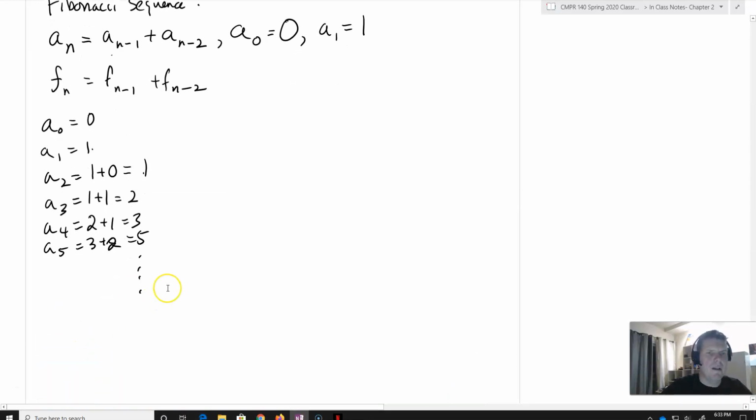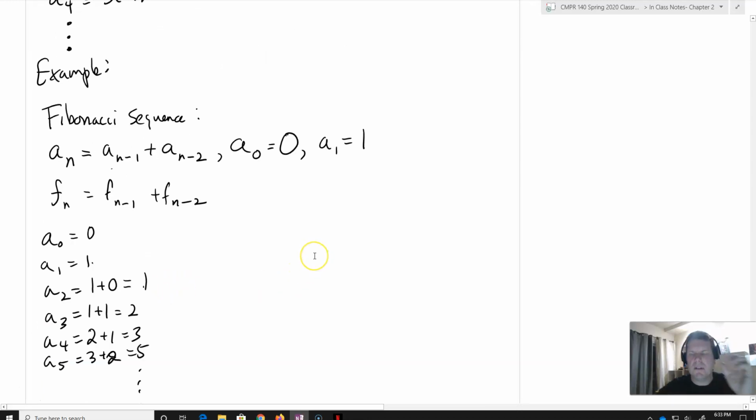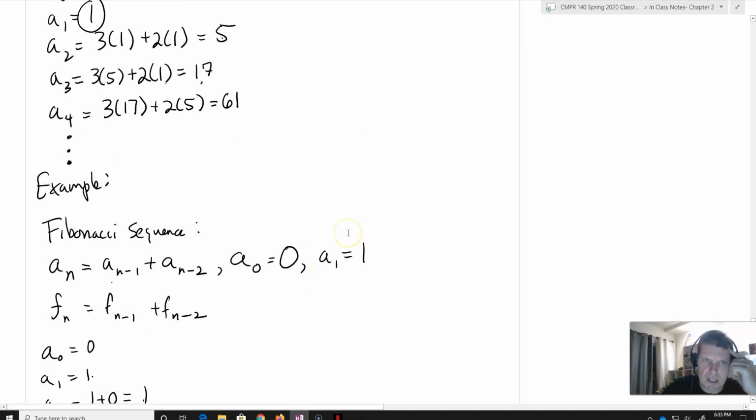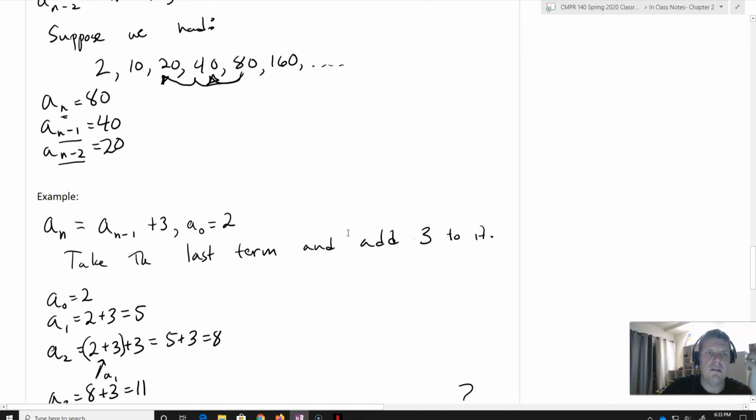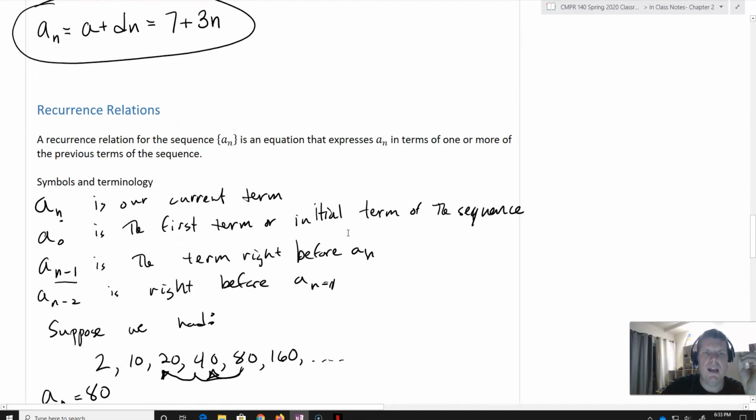Okay? So that kind of defines for us some information that we need about recurrence relations. A recurrence relation, as we stated before, is an equation that expresses an in terms of one or more of the previous terms of the sequence, right? We're going to talk about an, and then the previous terms are defined as like a to the n minus 1 or a to the n minus 2. They tell us how far away in the sequence we should be looking for that previous term, okay?